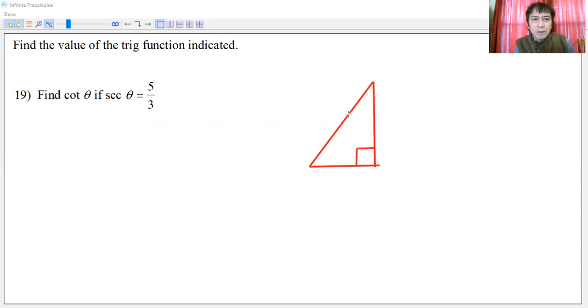And considering the given, let the angle theta be equal to angle A. So let this be our angle A, let this be our angle B, and let this be our angle C, like that.